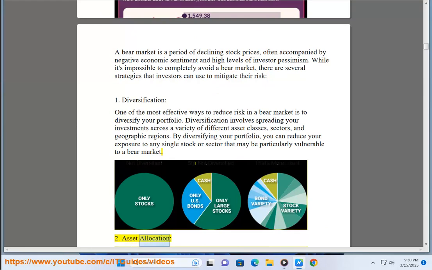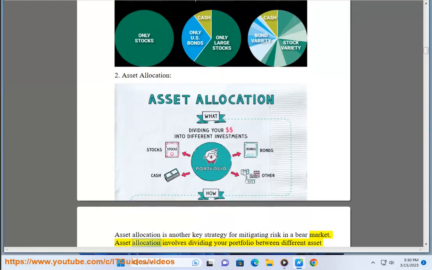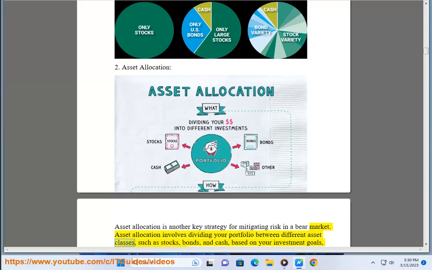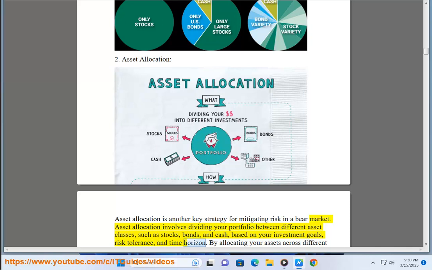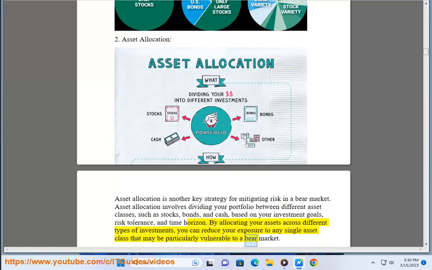2. Asset allocation. Asset allocation is another key strategy for mitigating risk in a bear market. Asset allocation involves dividing your portfolio between different asset classes, such as stocks, bonds, and cash, based on your investment goals, risk tolerance, and time horizon. By allocating your assets across different types of investments, you can reduce your exposure to any single asset class that may be particularly vulnerable to a bear market.